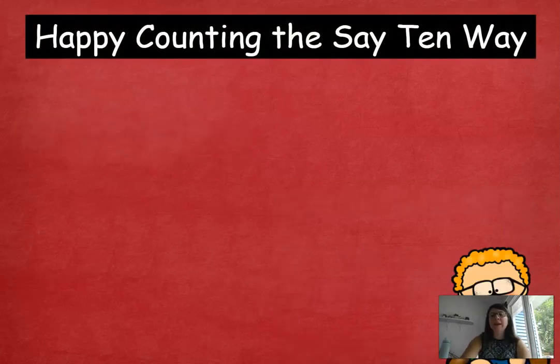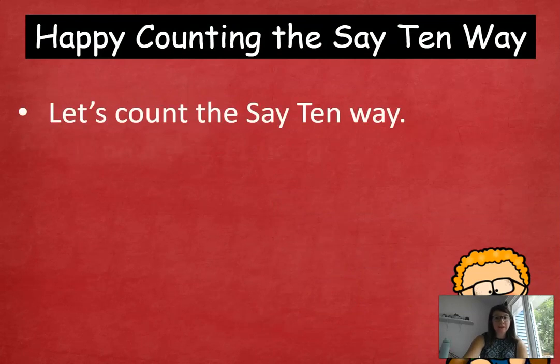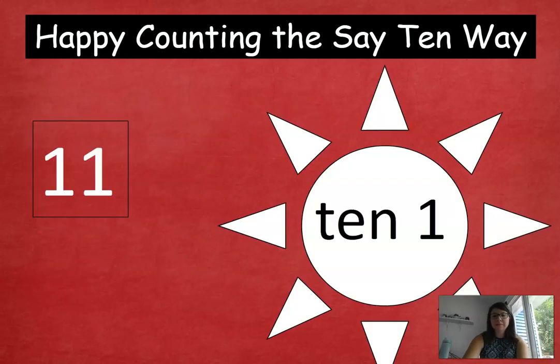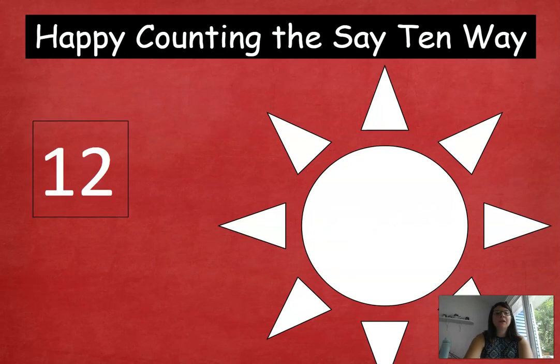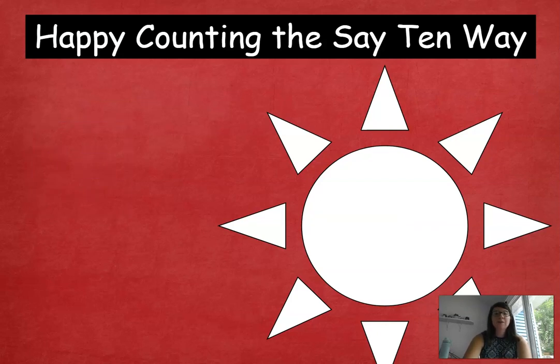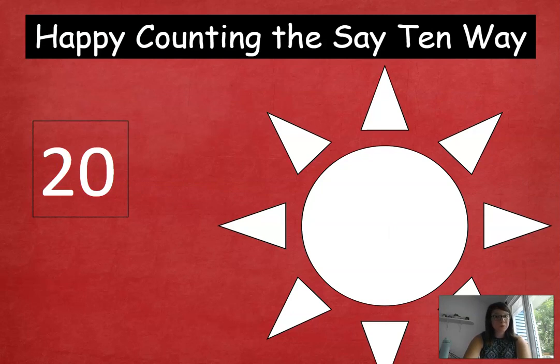Good job. Alright. Now we're going to do the same thing we did yesterday and practice counting the say 10 way. Okay, so I'm going to show you a number. You're going to tell me the say 10 way. Here we go. 11, 10 1. Go ahead and count with me. 12, 10 2. 13, 10 3. 14, 10 4. 15, 10 5. 16, 10 6. 17, 10 7. 18, 10 8. 19, 10 9. 20. Don't say 10 10. How many 10s? 2 10s.